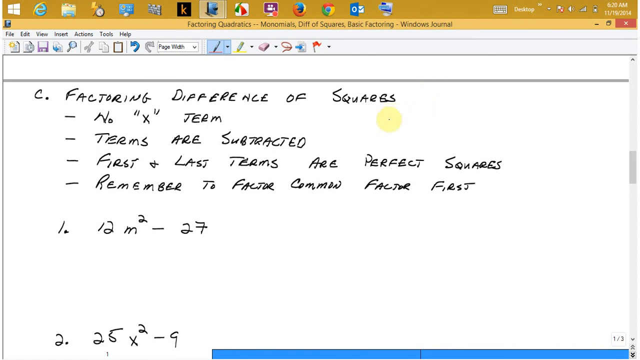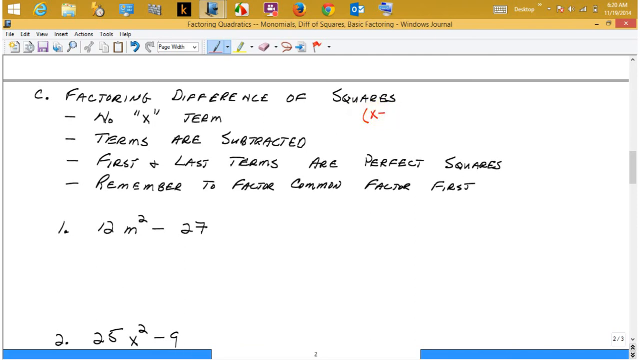If I would have, let's say, something like x minus 2 times x plus 2. When I multiply this out by FOIL, I'm going to get x squared, then plus 2x, then the negative 2 times this x, I would get minus 2x, and then finally a minus 4. So x squared minus 4.